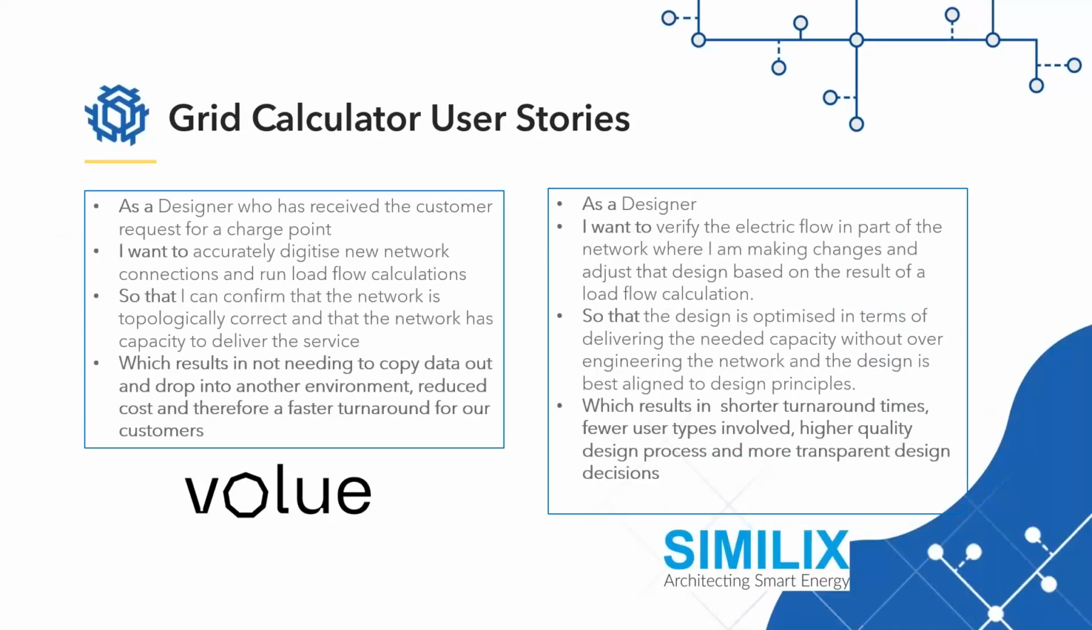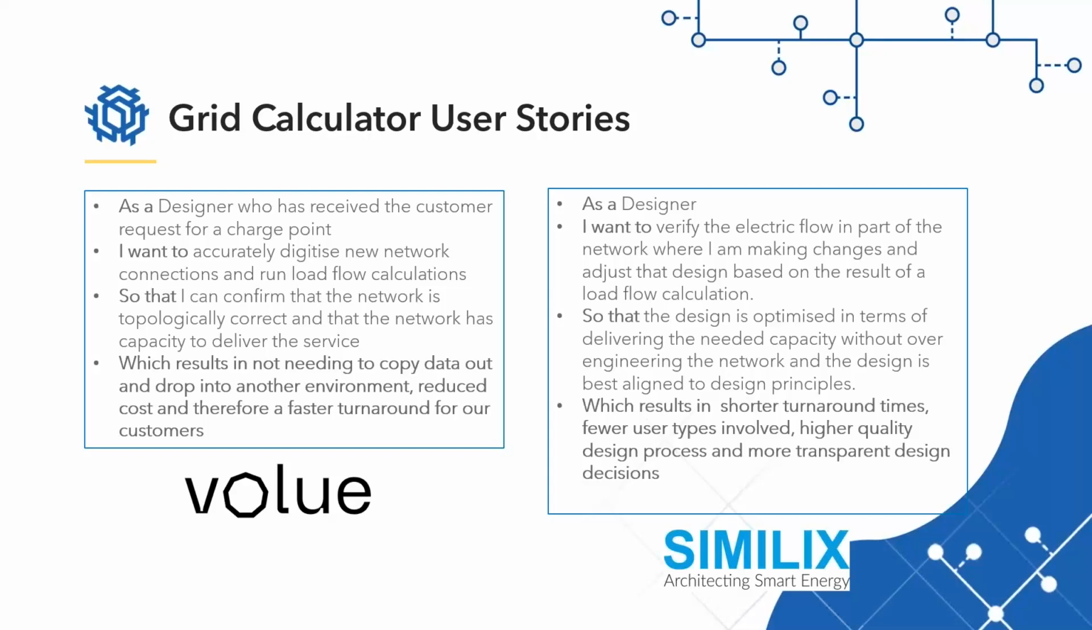So again, really similar user stories here. We've got designers who receive requests to check electric flow on parts of the network. Maybe there's been a request for a change to the network. Perhaps new homes are going in, or homes requiring an electric vehicle charger. That's going to mean a change in the electric flow. It might be that those designers then need to adjust those designs based on load flow calculations.